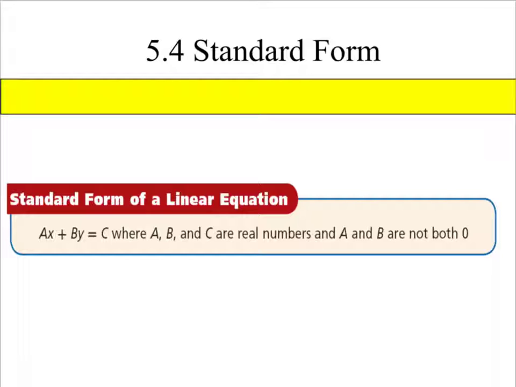I do want you to note that this is standard form. All right. So when you look at standard form, it is going to be ax plus by equals c. The one thing I want you to note is that a and b, here at the very end, are not both 0. One can be 0 or the other one. So A can be 0 and B is not, or B can be 0 and A is not. They both cannot be 0 at the same time, and we'll get into that in just a little bit.